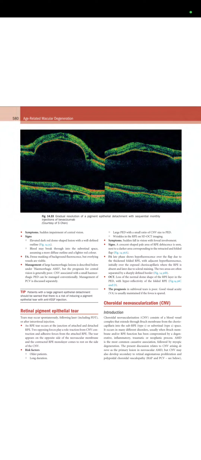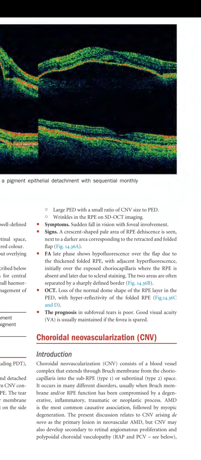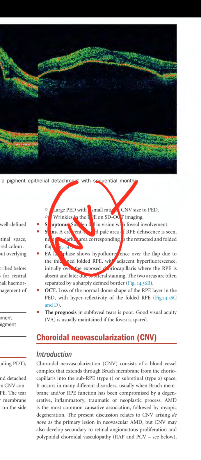Lecture series, and this is going to be the acquired retinal disease part 6, and in this part we are going to discuss choroidal neovascularization. So choroidal neovascularization, as the name suggests, indicates that there are new vessels formed in the choroid.